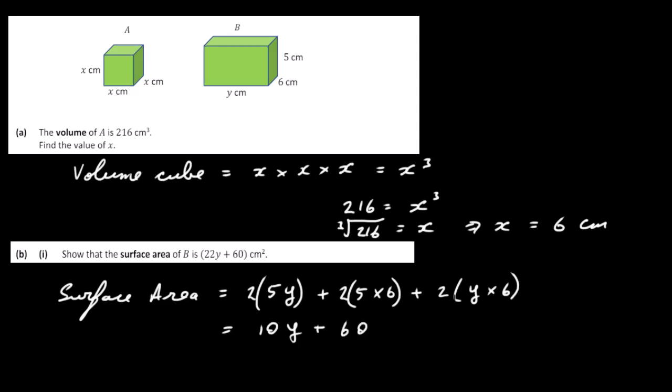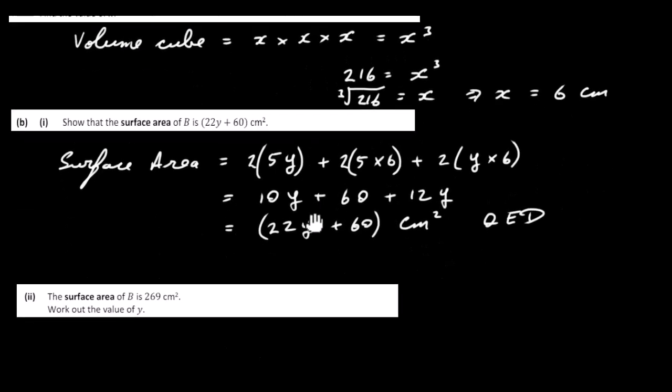Here we have 6y times 2, so that's 12y. Now when you simplify that, you've got 10y plus 12y, that's 22y, plus 60, and that's centimeters squared because we're talking about area. That's what they asked us to do.